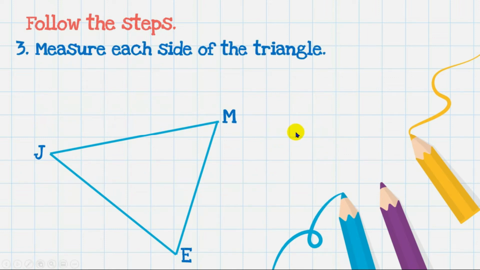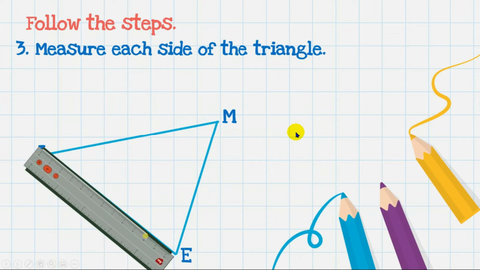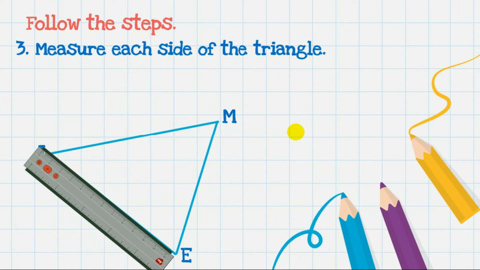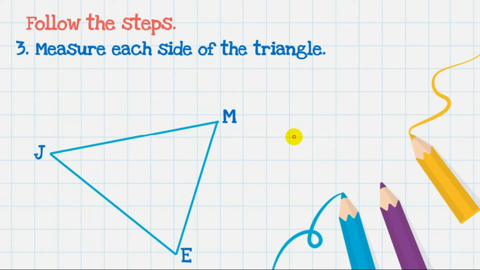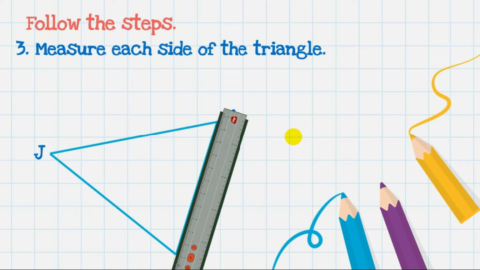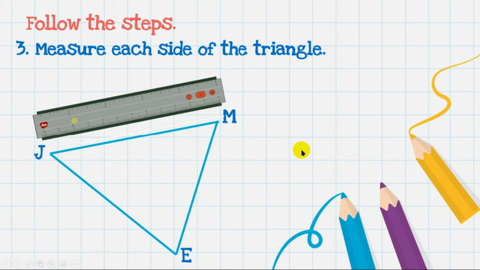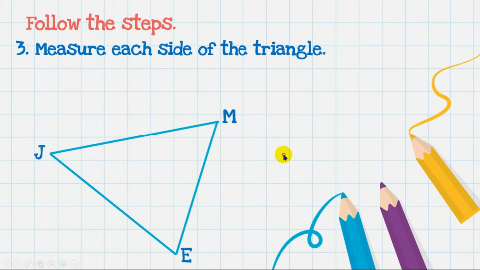So, construct or draw a triangle, label it triangle JME, and as much as possible, may measurement na, which is our step number 3, measure each side of the triangle. So, lagyan na natin ng sukat or isulat nyo yung measurement ng bawat side na yan. Okay? Side JE, side ME, and side JM. Paki-measure na po.